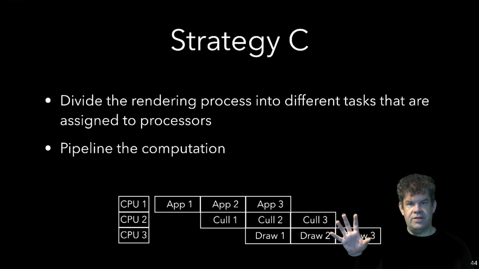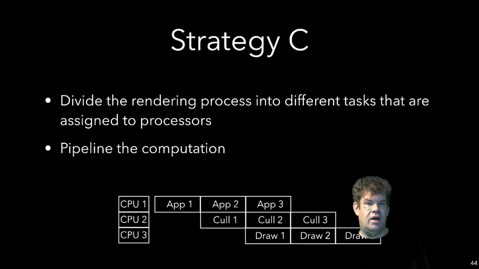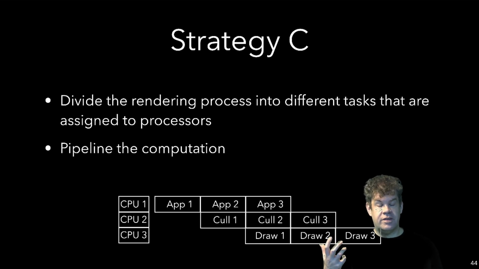So those are three strategies, A, B, and C, and it gives you an idea that parallelization is easier said than done. Since it's very specific, some of those drawbacks and advantages are very specific. There are situations where one works and the other doesn't.